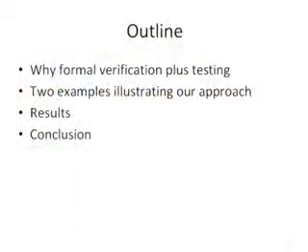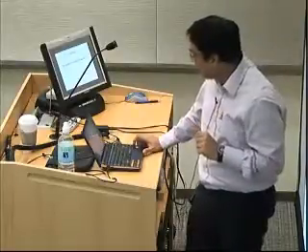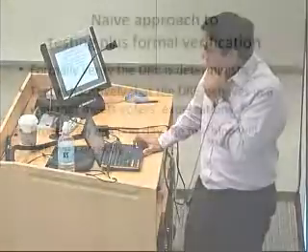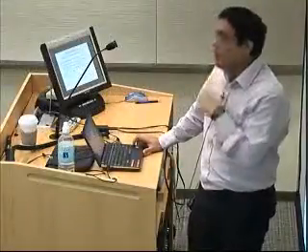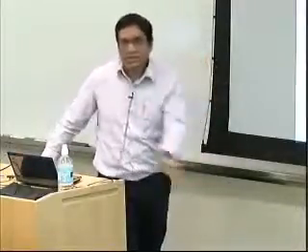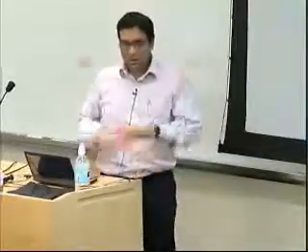Okay, so let me illustrate this approach and exactly what this combination of testing and verification is. All right, so here's just a naive approach to testing plus formal verification. Suppose I formally verify that my DRE is deterministic. That is, given a sequence of button presses, it will update its state in a unique way, right? Then if I had an exhaustive set of tests, I can simply apply all those tests, right? I don't have to do any more formal verification.